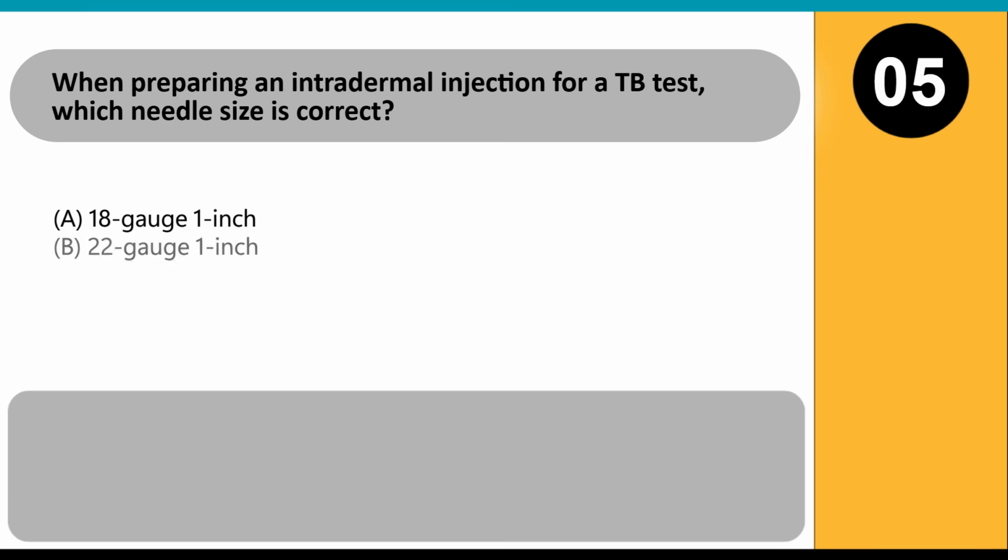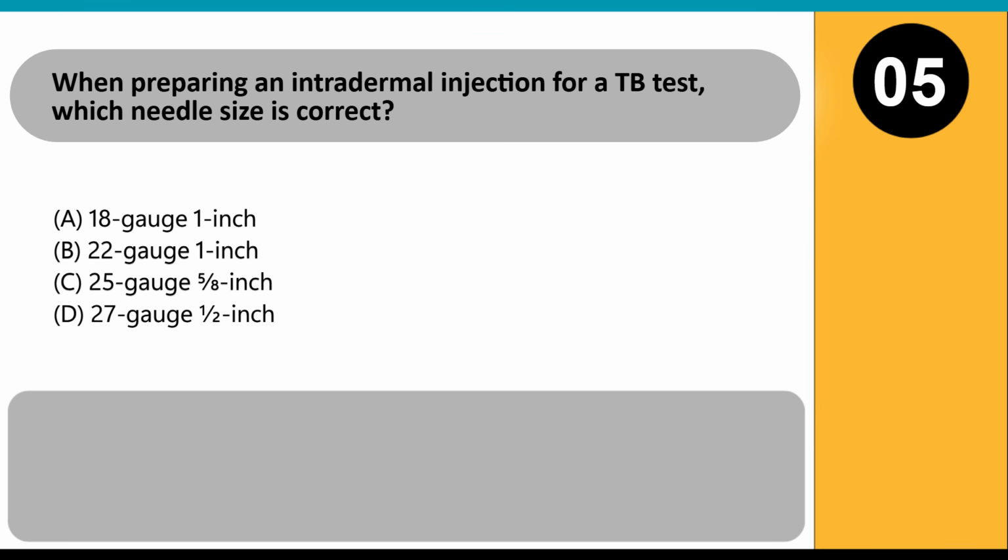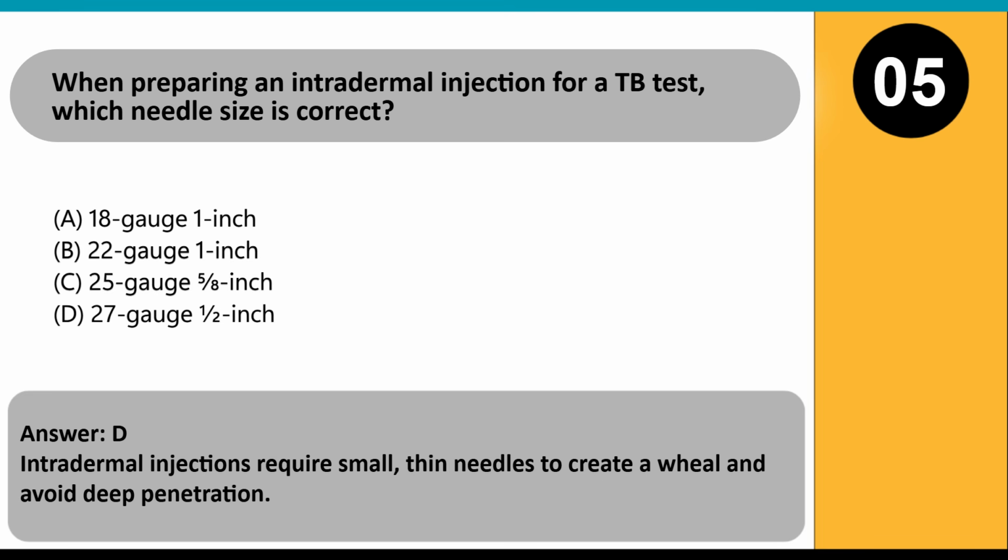When preparing an intradermal injection for a TB test, which needle size is correct? A. 18 gauge 1 inch. B. 22 gauge 1 inch. C. 25 gauge 5/8 inch. D. 27 gauge ½ inch. Answer: D. Intradermal injections require small, thin needles to create a wheal and avoid deep penetration.